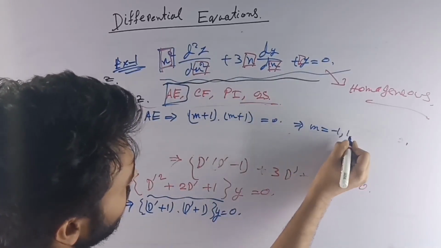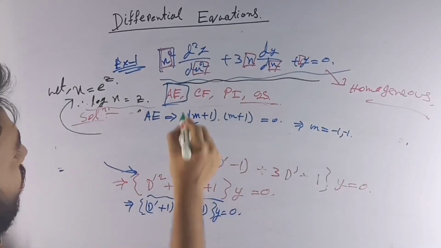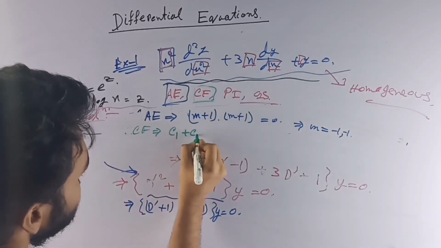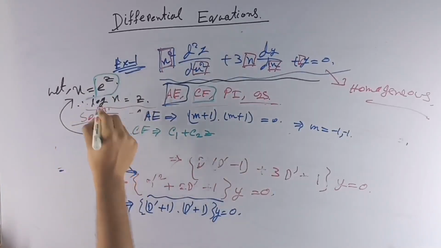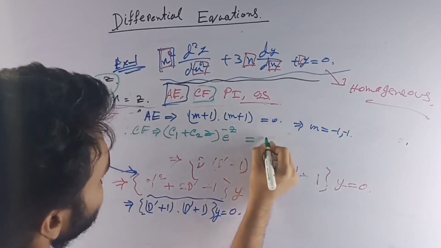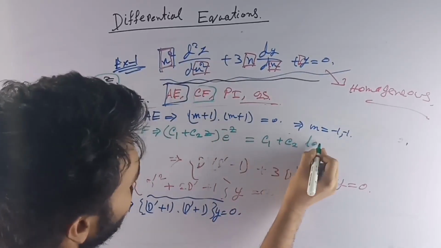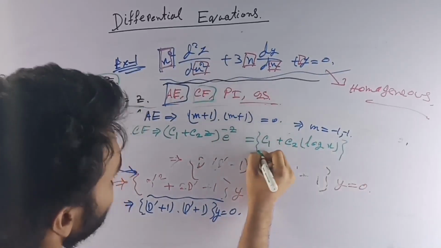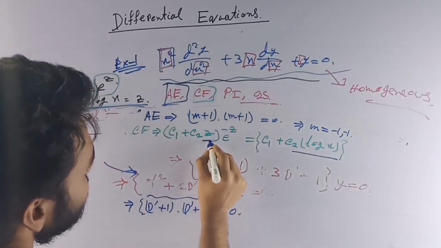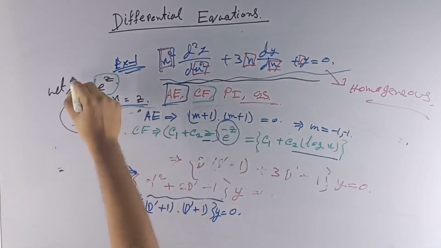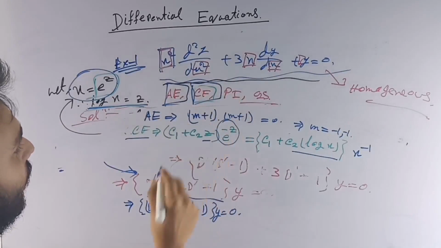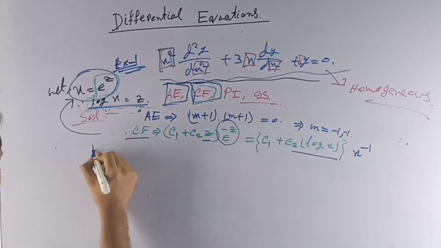So AE gives m, therefore m equals minus 1 and minus 1, two repeated roots of minus 1. So now CF becomes (C1 plus C2 z) times e to the power minus z, so C1 plus C2 log x, from the log series. Now watch this: e to the power minus z is important. That equals x to the power minus 1. That's it, and this is the CF.